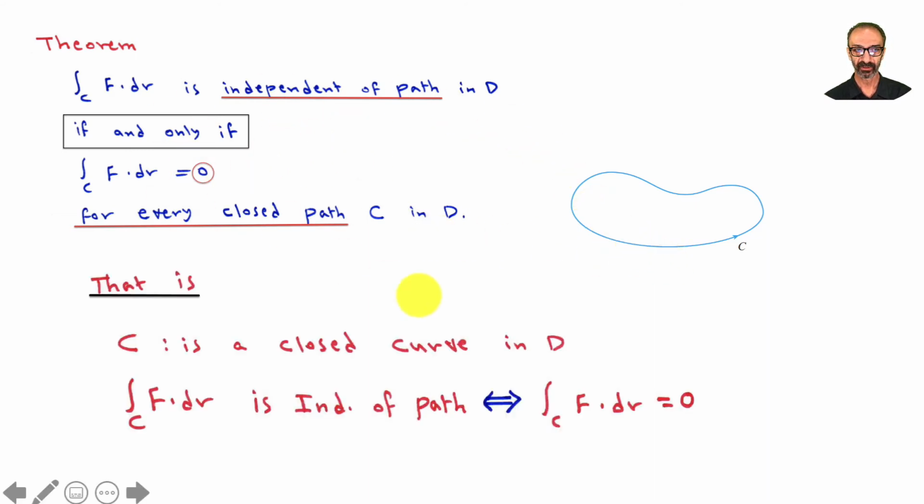So this right here in short says the following. C is a closed path. The line integral of F dot dr is independent of path if and only if the line integral is 0. Sometimes we just make it a closed path or mention that it's a closed path. Have the same start point and the same end point.